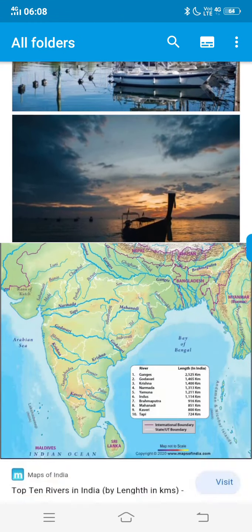The major rivers flowing through the western coastal plains are Narmada, Tapi, Juwari and Mandavi. These drain into the Arabian Sea. Whereas Mahanadi, Godavari, Krishna and Kaveri, you will see these rivers in this map again.